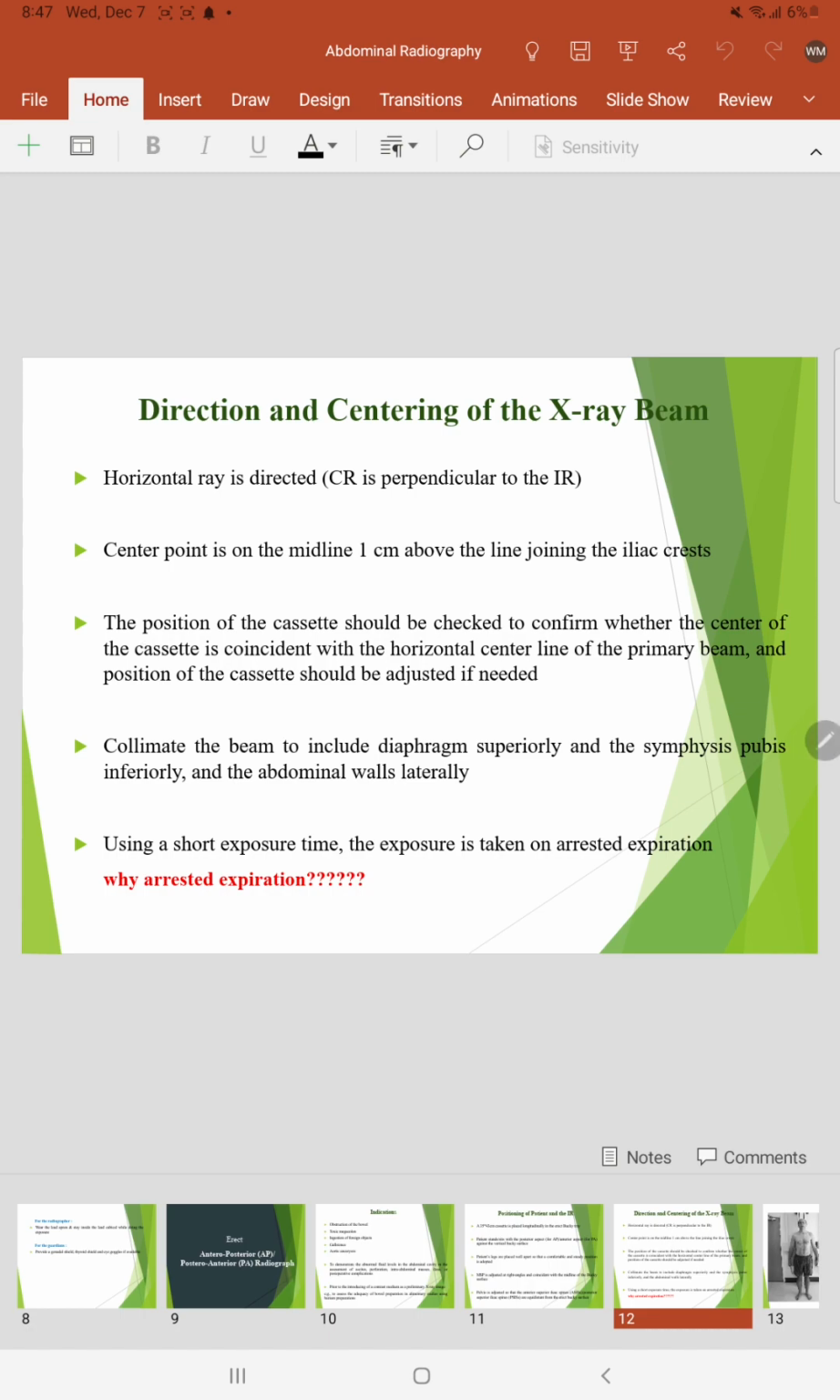The position of the cassette should be checked to confirm whether the center of the cassette is coincident with the horizontal center line of the primary beam, and position of the cassette should be adjusted if needed. Collimate the beam to include the diaphragm superiorly, symphysis pubis inferiorly and the abdominal walls laterally. Use a short exposure time; the exposure is taken on arrested expiration.